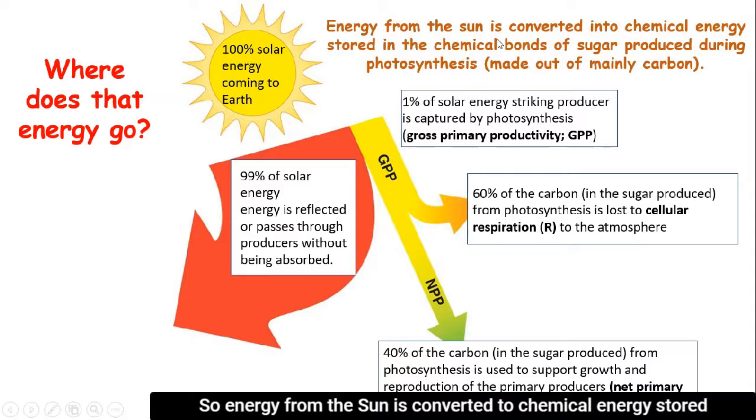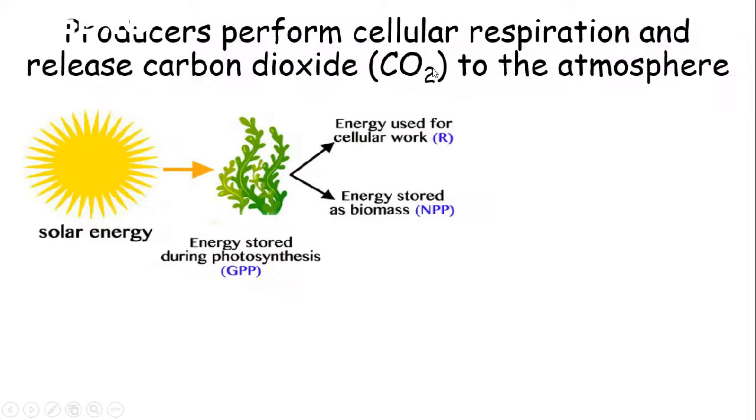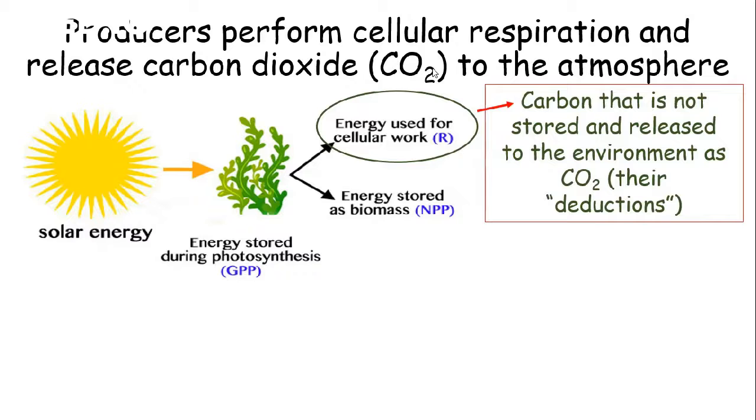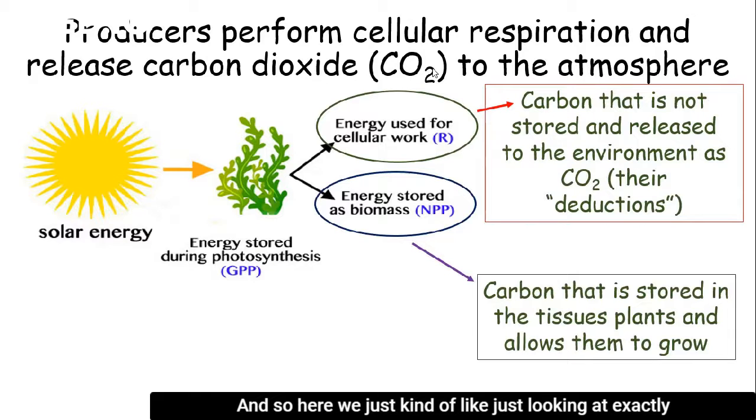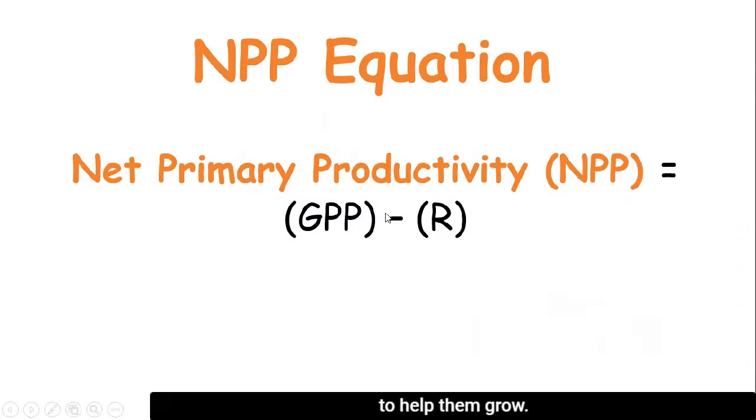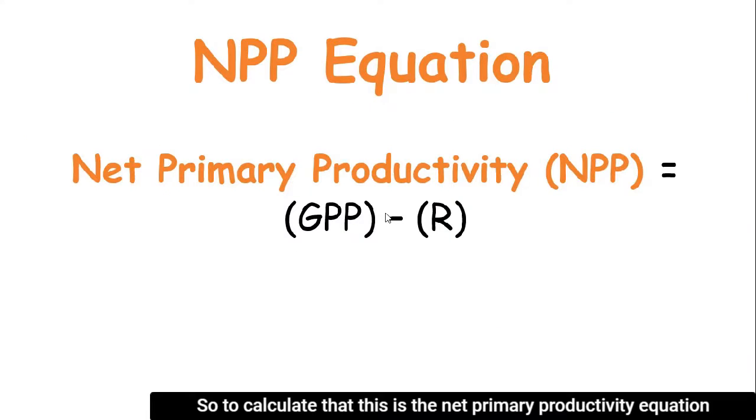So energy from the sun is converted to chemical energy stored in the chemical bonds of sugar produced during photosynthesis. And so here that's kind of like just looking at exactly what I just talked about. Carbon lost due to cellular respiration to the environment, about 60% of that, and only 40% is stored to help them grow.